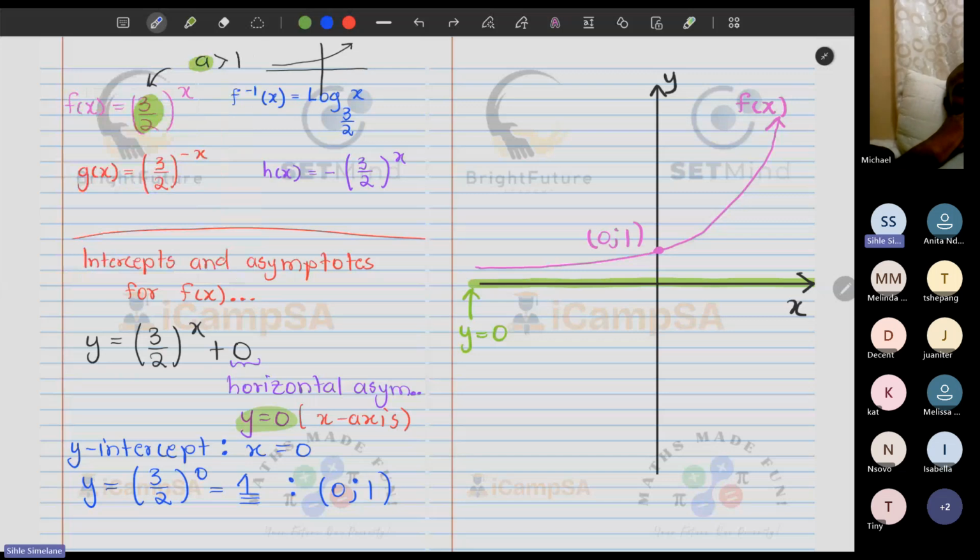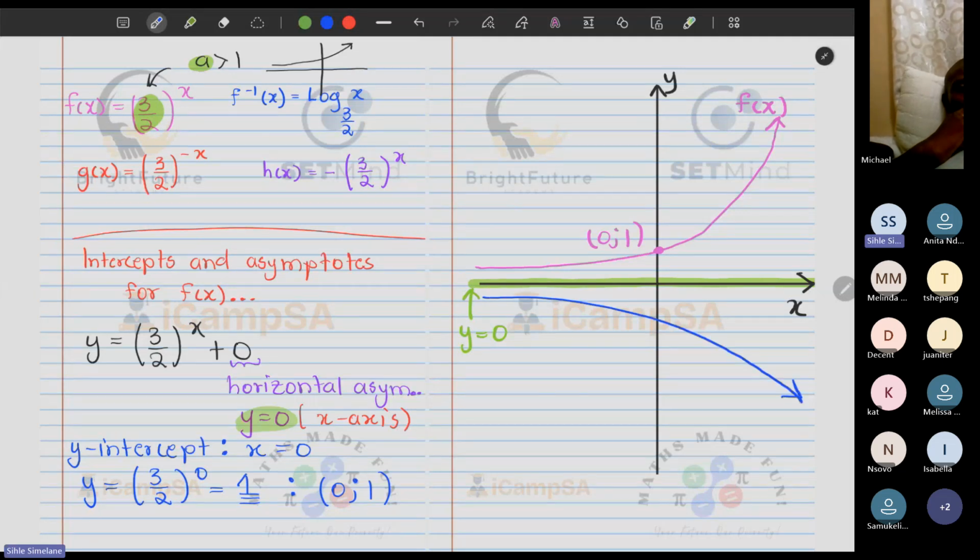Okay. Awesome. Anyone else? Okay, I see no question. Then let's go ahead. So let's plot. And remember, guys, it's easier to plot the reflections. So if you remember, the reflection about the y-axis should be something like this.